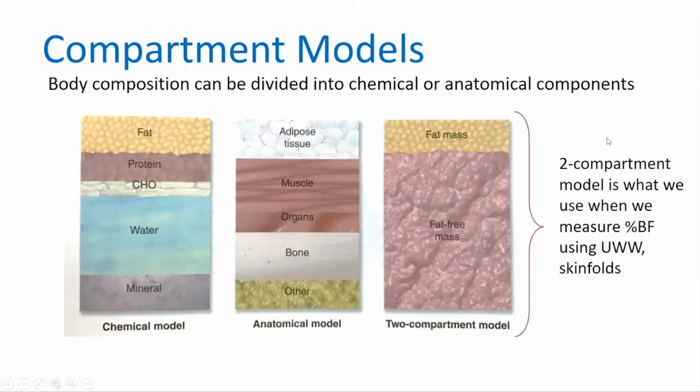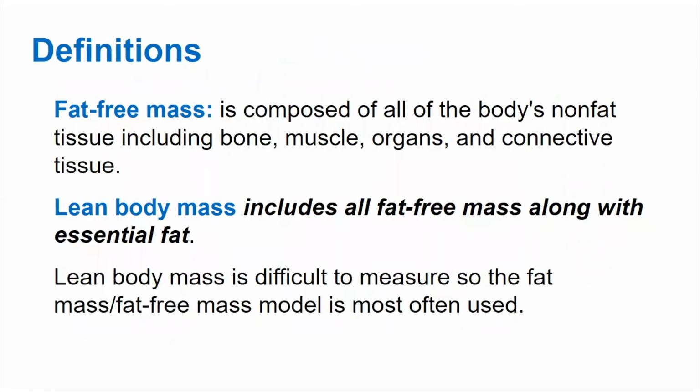So again, in this section, we're going to be using a two-compartment model where we're going to assume the body is going to be broken down into fat mass and fat-free mass. There is a difference between fat-free mass and lean body mass. Fat-free mass is the mass of the body that has zero fat.